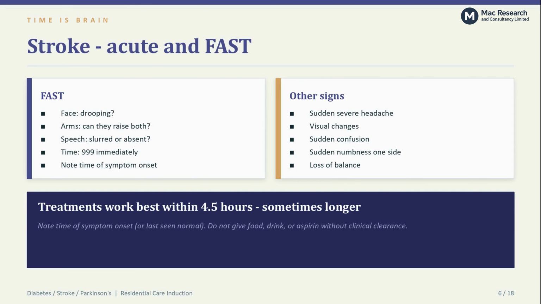Do not give food, drink, or aspirin without clinical clearance. Swallowing is often impaired post-stroke and aspiration is a real risk. The type of stroke matters for whether aspirin is appropriate.